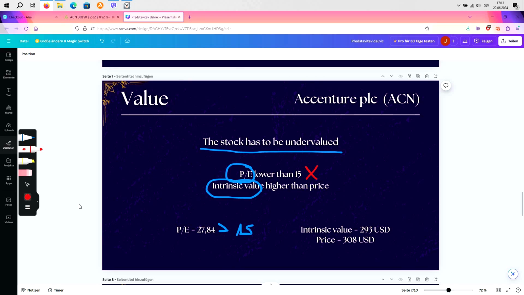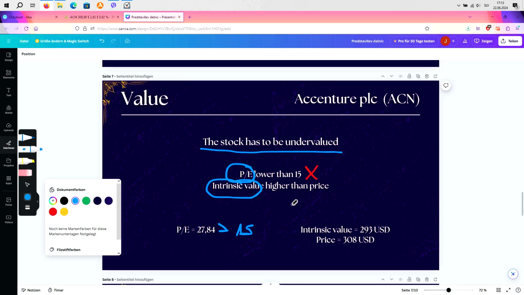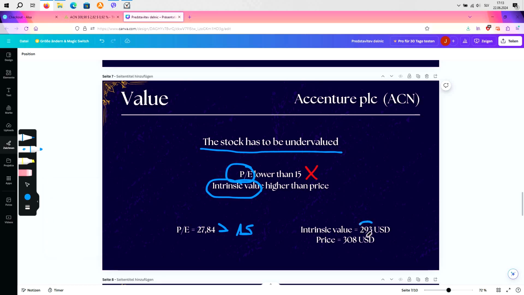Now we come to the intrinsic value, and intrinsic value is actually the fair value of that price. Now, what does that mean? The Accenture stock right now, based on some complicated calculations, should have this price. The price of the stock should be at this exact moment $293 based on the fair value. You know what I mean? But the current price is 308, which is, I think, around 23 euros higher than the fair value. So that's not a good sign, okay?